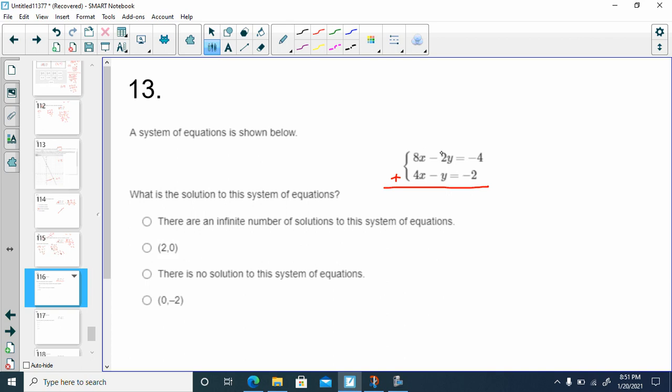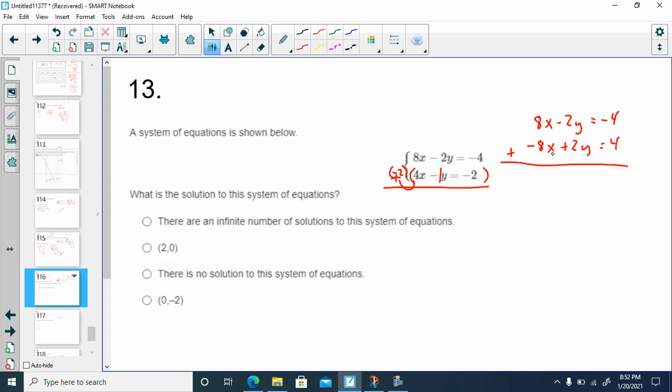Let's look at our coefficients. I have a -2 here and a -1 there. If I multiply everything here by -2, then that should give me -2y plus 2y. So let's try. 8x minus 2y equals -4. -2 times 4 would give me, see we're adding, -8x. -2 times -1 is positive 2y. -2 times -2 is positive 4.